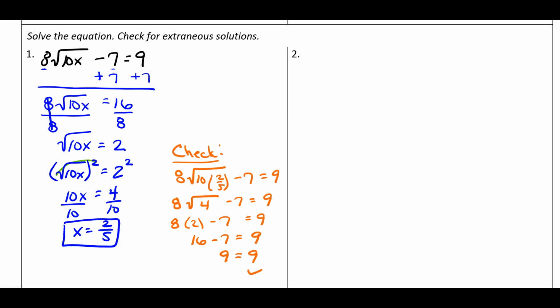Okay, and again, you can use a calculator, just plug it into the calculator and see if it works, especially if you're short on time. But if you want to do it by hand, this is how you do it by hand, and in your notes, you might want to write it down so that you won't forget to check. All right, number 2.